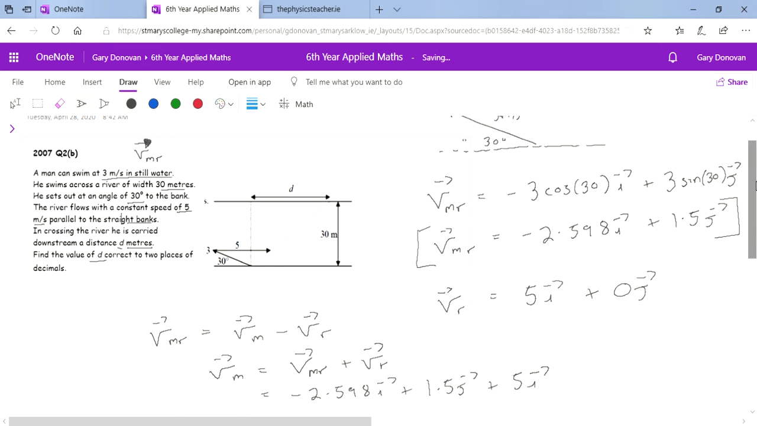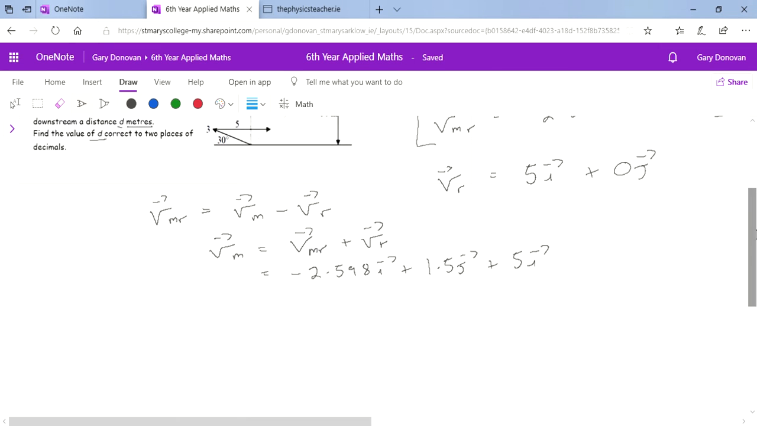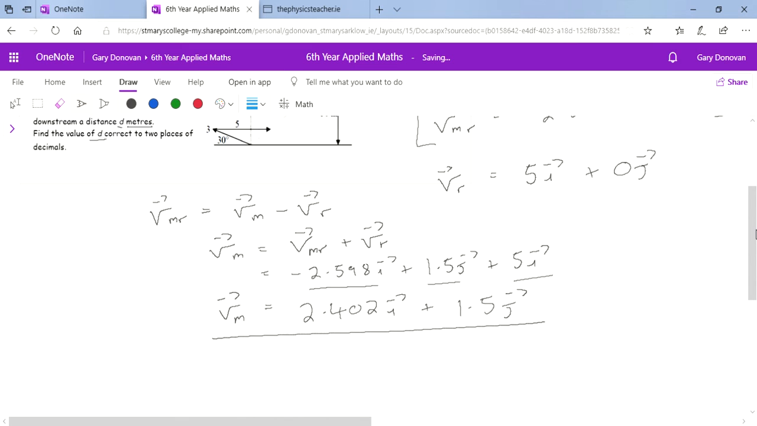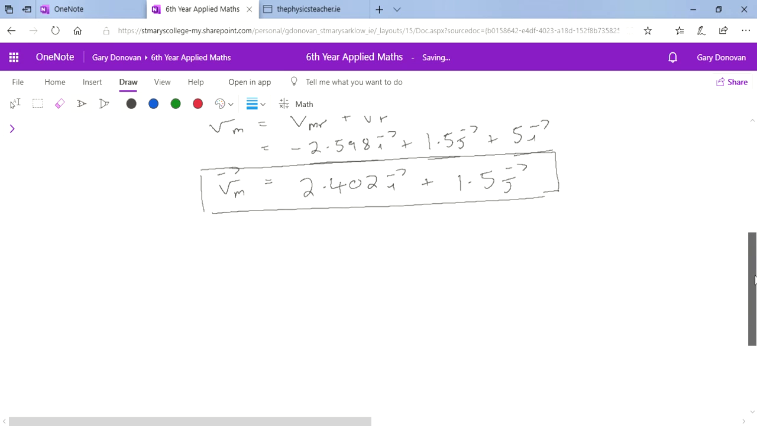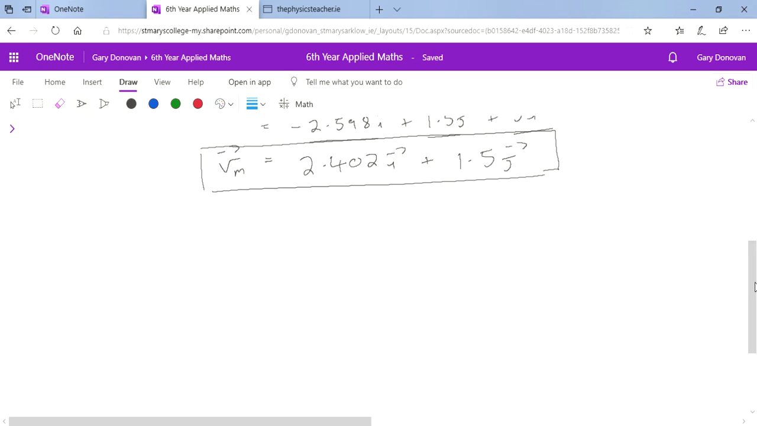So remember, we can only add the i terms and the j terms, so we can add these two terms, but we just have one j term, so we leave that the same. So the velocity of the man becomes 2.402i plus 1.5j. That's the velocity of the man. So now this is our single velocity that takes into account both the velocity of the river and the velocity of the man relative to the river.